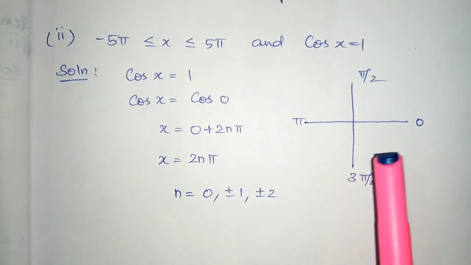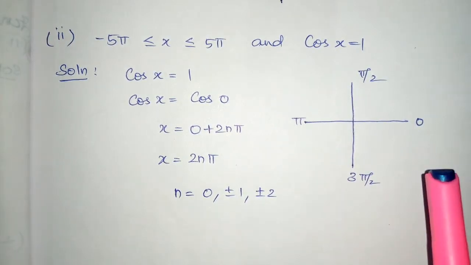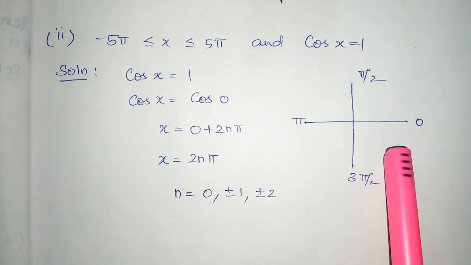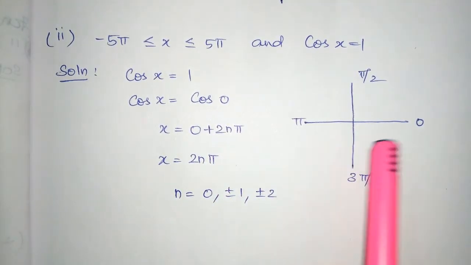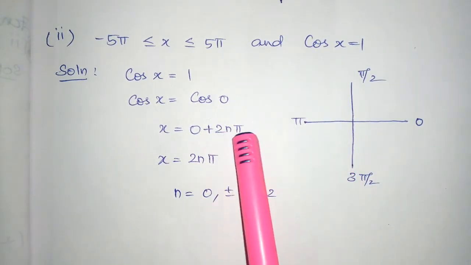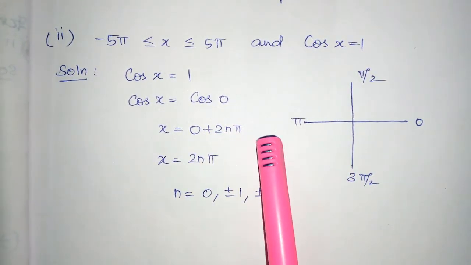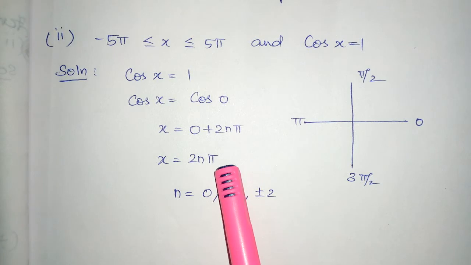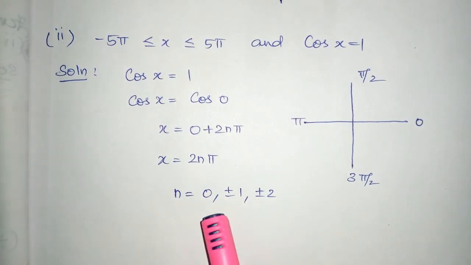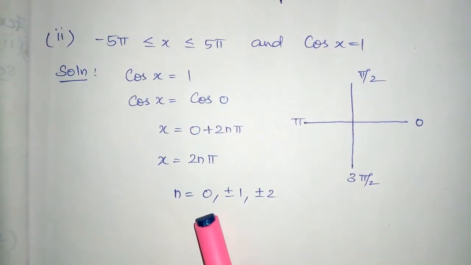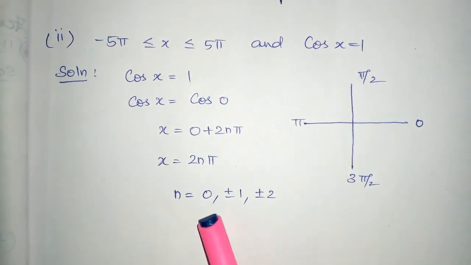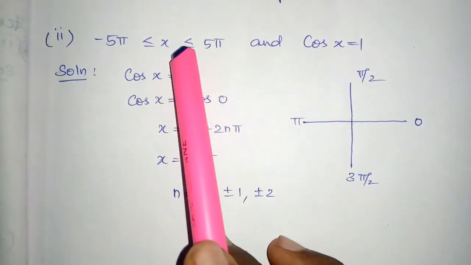So for every multiple of 2, that is 2 rotations, generally I am writing that as 2nπ. Can you understand? 2, 4, 6. So I have written it as 2nπ. So 0 plus 2nπ is 2nπ. Now I have to find the values of n so that it satisfies this condition. So taking n is equal to 0, it is 0, belongs to this interval.